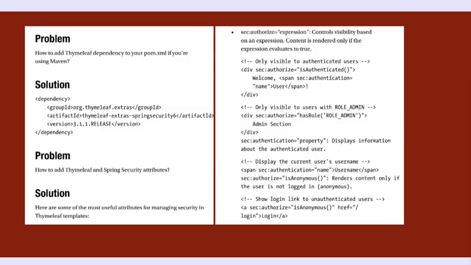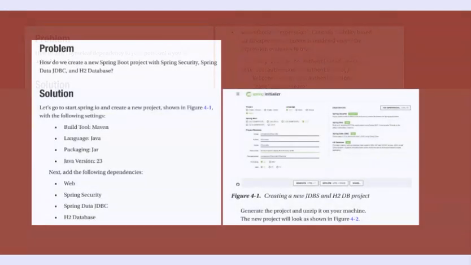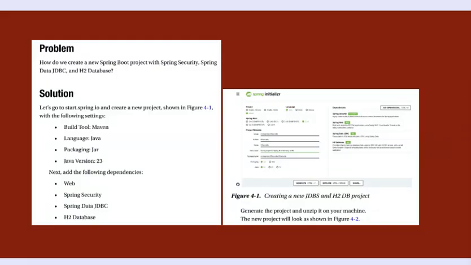But the jump to V6 really signals a major architectural evolution. And it's driven by maybe four key areas. First, that high baseline requirement we mentioned, Java 17 plus, that directly translates to better native performance. Okay, performance boost. Makes sense.